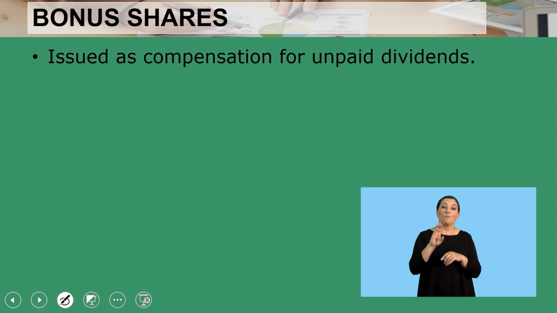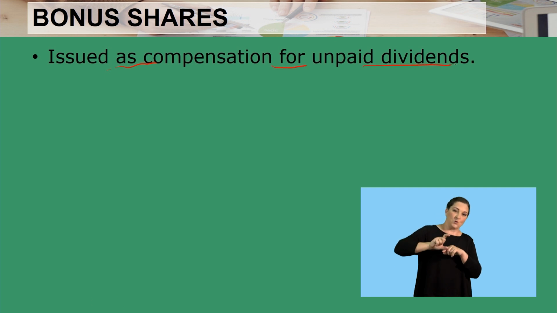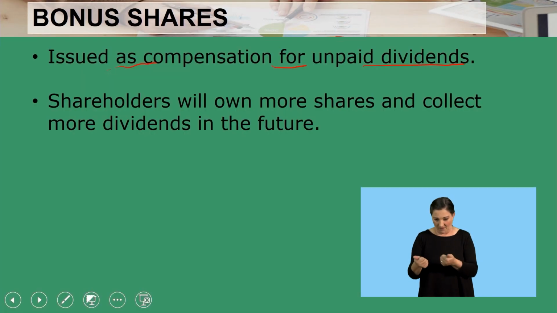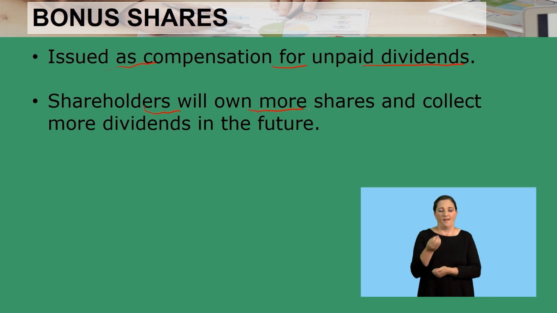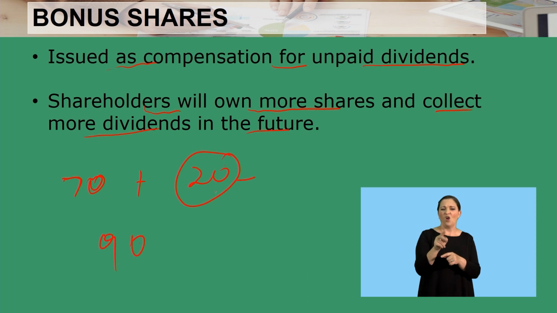Then we have bonus shares. Bonus shares are issued as compensation for unpaid dividends. If 2 years pass without receiving your returns, you will be paid bonus shares. Then shareholders will own more shares and collect more dividends in future. If you had 70 shares, you will maybe be given 20 more as bonus shares, meaning in future you will hold 90 shares, based on the increase which was compensated for via bonus shares.